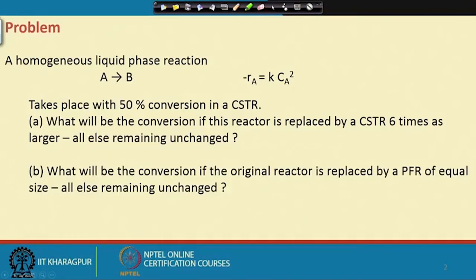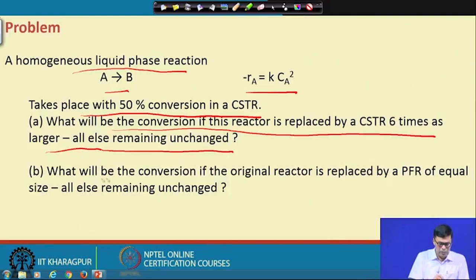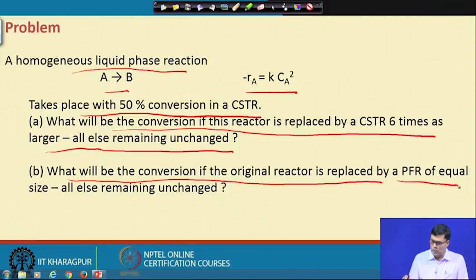Now, let me take the first problem. The first problem deals with a homogeneous liquid phase reaction A to B, and this is a second order reaction, minus RA equal to K into CA to the power 2, taking place with 50% conversion in a CSTR. What will be the conversion if the reactor is replaced by one 6 times as large, all else remaining unchanged? And the second part is, what will be the conversion if the original reactor is replaced by a plug flow reactor and all else remains constant.